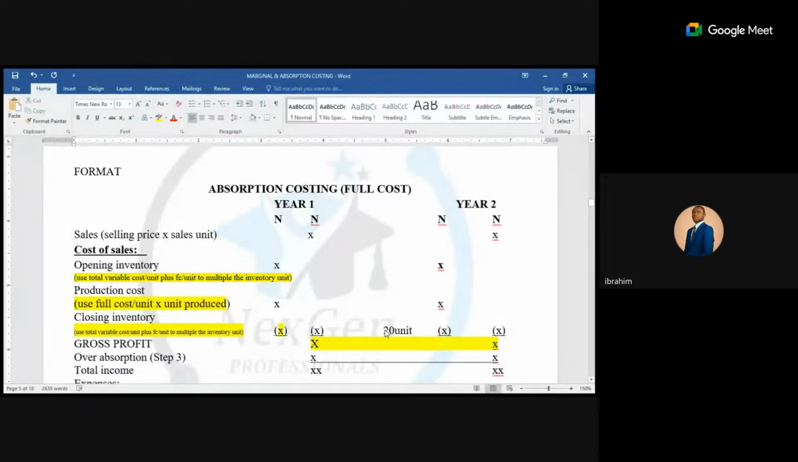Multiply this by the full cost, which is your variable cost per unit, which is your direct material, your direct labor, as well as your overhead cost per unit, right? And your overhead cost per what? Per unit. So if you have this, you deduct it from your sales, and you have your closing inventory.